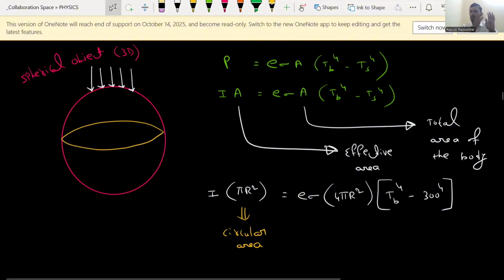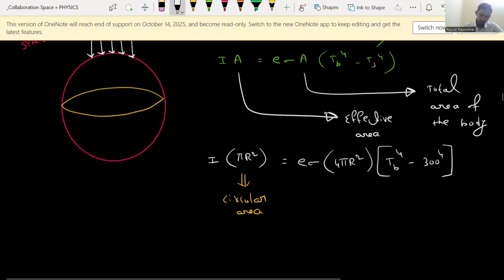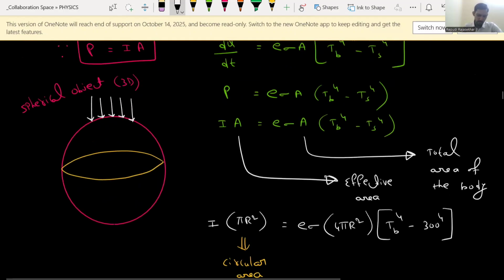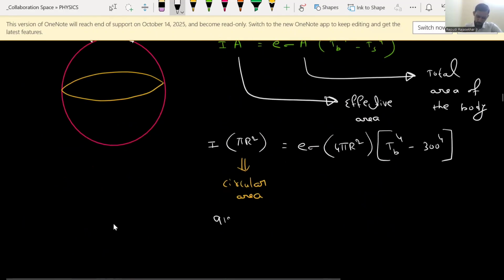Generally students will cancel A and A, and will choose the option which gives the wrong result. So we have to be very careful about the area analysis. If you simplify all these equations by substituting the values, the intensity is given in the question itself, it is 912. Whatever terms cancel, you can cancel also. Pi cancels here, and r square and r square cancel.